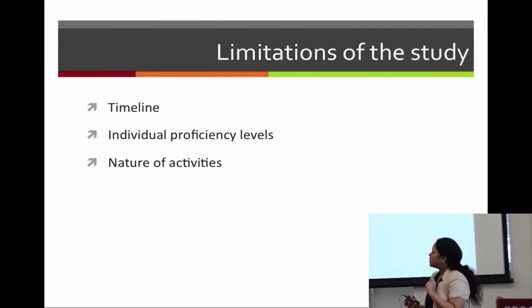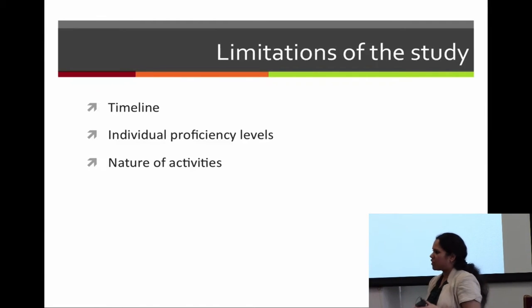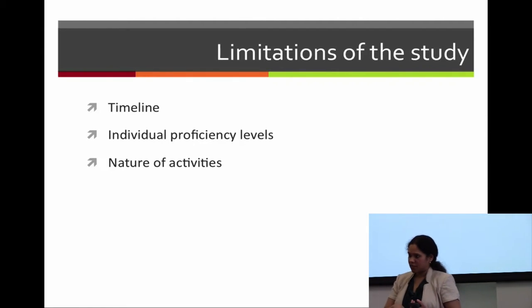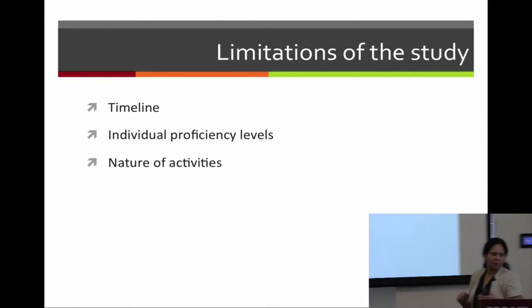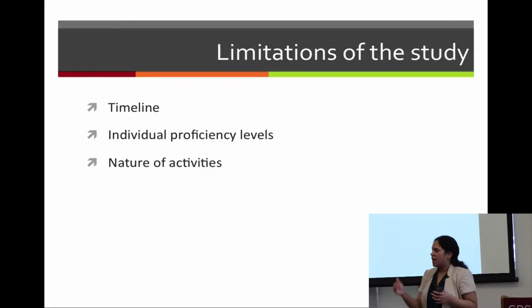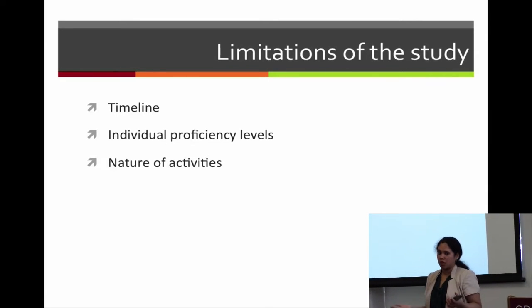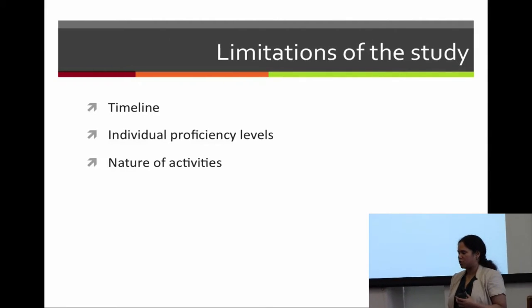However, there were certain things to be considered as we looked at the data. So the first thing was timeline. The pre-instruction activity was collected at the beginning of the semester and the post-instruction towards the end of the semester. Now we all know students progress to a certain level on their own over the course of a semester, so that's something we need to bear in mind as we look at the data. Secondly, the individual proficiency levels of the students themselves and the activities themselves could have caused them to use more communication strategies or more English words or fewer English words, and this could have caused the variance in the data also. These are things that we just had to bear in mind as we looked at them.